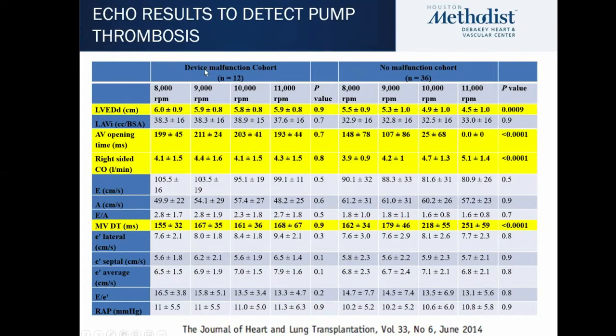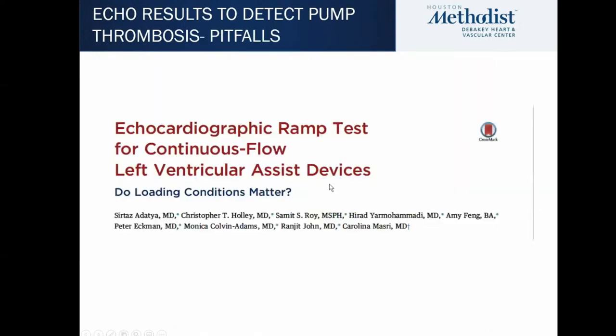But in a patient who has device malfunction, the LV end-diastolic dimension doesn't decrease very well with increasing LVAD speed. The aortic valve opening time in milliseconds also doesn't decrease a lot, as opposed to somebody who has no malfunction, where the aortic valve actually doesn't open anymore or closes. And the right-sided cardiac output doesn't increase with increasing the LVAD speed. And if you look at the deceleration time, in no pump malfunction, it increases quite a bit, from 162 to 251 milliseconds at the highest speed.